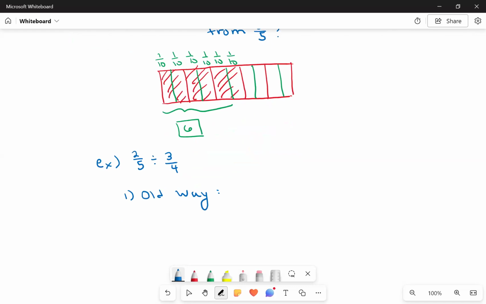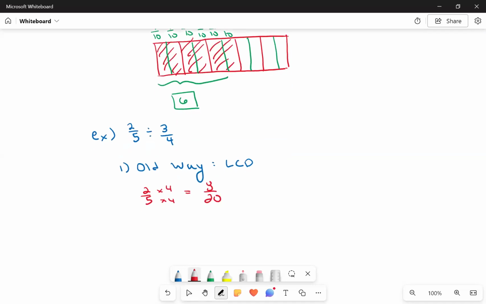Old way, and this is using the lowest common denominator. So what you would do is pause for a second and find the lowest common denominator for these 2 fractions. In this case, it would be 20 since the 2 numbers have nothing in common. So I'd multiply the first fraction by 4, which gives me 8/20, and the second fraction by 5, which gives me 15/20. And then I'm going to return to the division, 8/20 divided by 15/20.